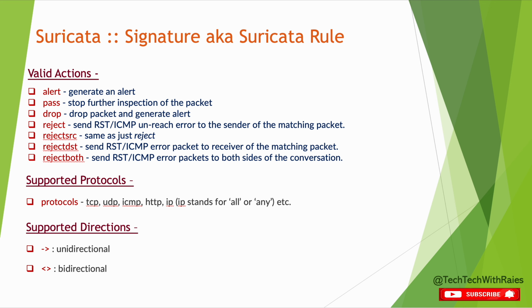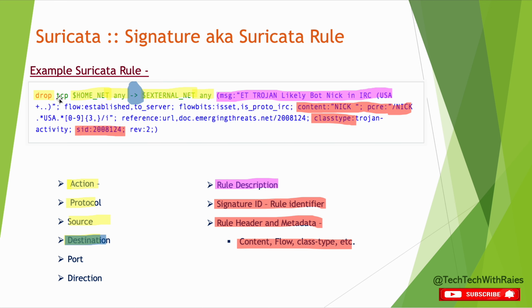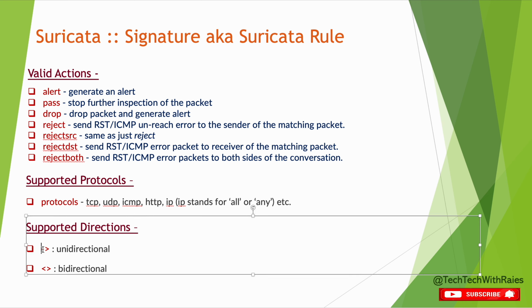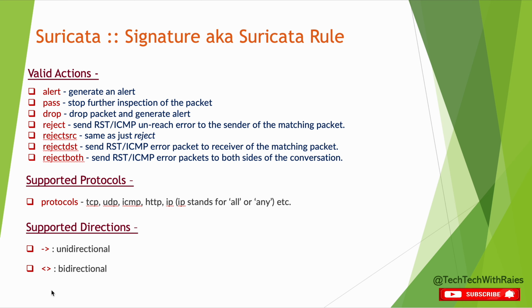What protocols? This second part is protocols. What protocols are supported, like TCP, UDP, ICMP, HTTP, IP. When we say IP, that means all protocols are supported. So these protocols are supported at a very high level. Directions, I have already told, unidirectional and bidirectional are supported. This arrow means unidirectional, and this means bidirectional. So these kinds of directions are also supported.